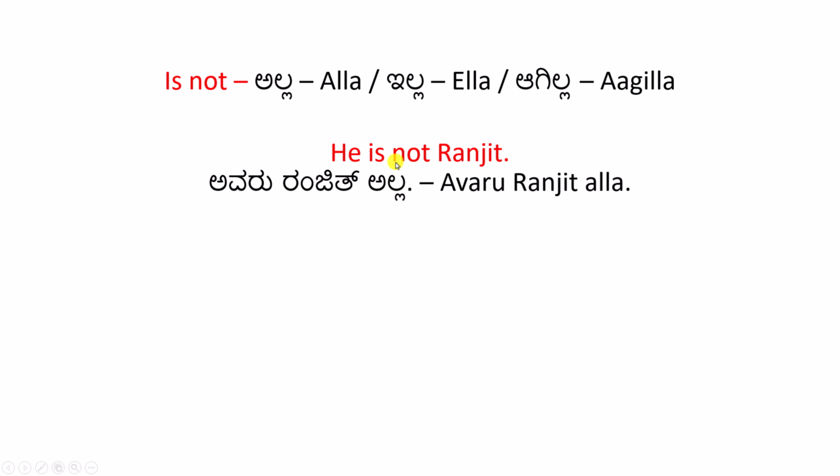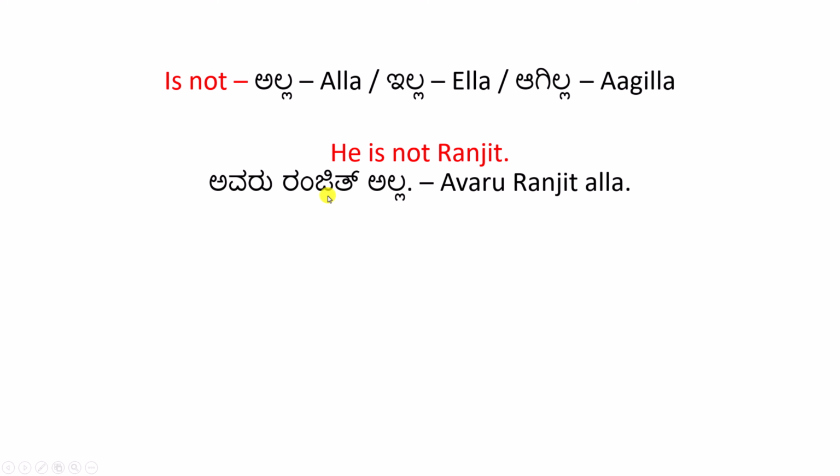He is not Ranjit. Avaru Ranjit alla. Avaru is he. Ranjit is the name of the person. Alla is not. And just like is, the word for is not must come at the end.